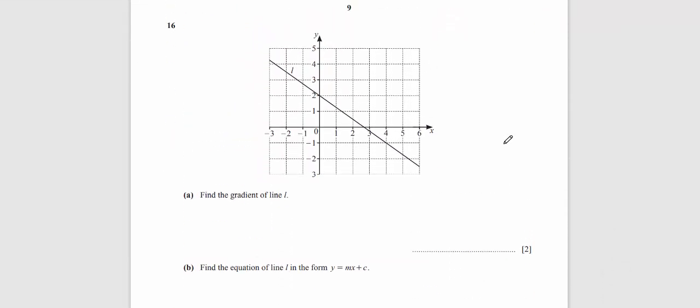And then for number 16, we have a straight line, and we want to find the gradient of the line L. To find the gradient, we can use rise over run.